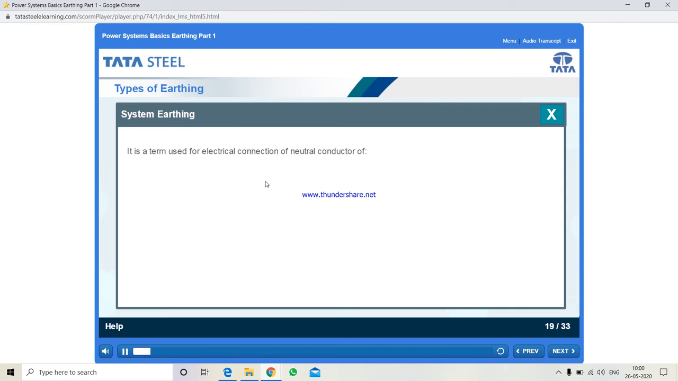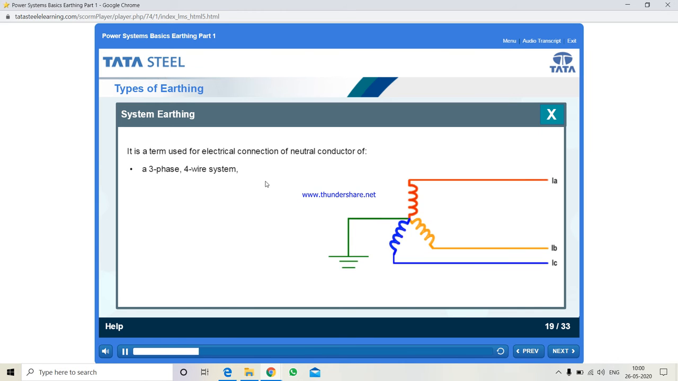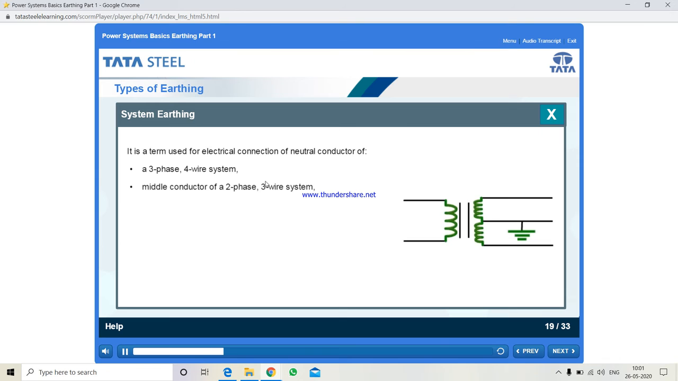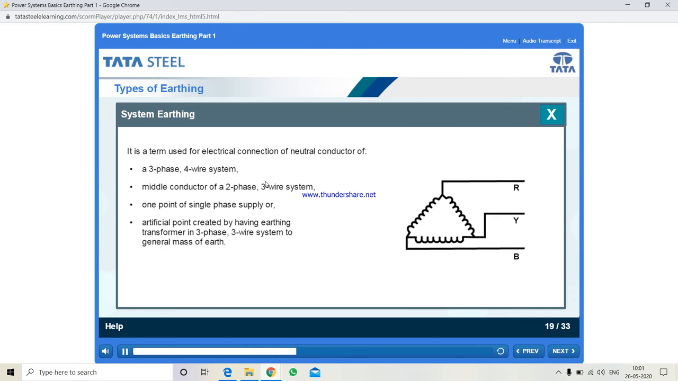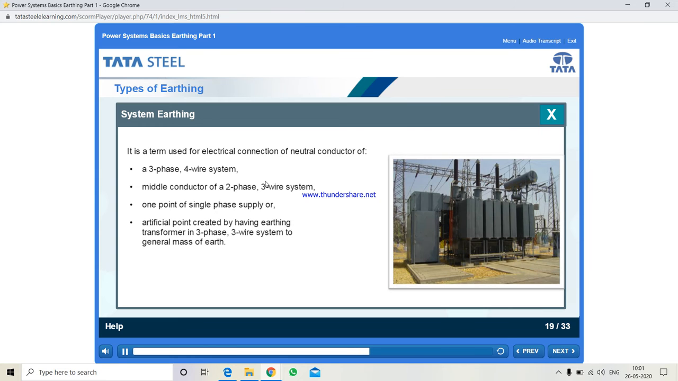System earthing. It is a term used for electrical connection of the neutral conductor of a three-phase 4-wire system, the middle conductor of a two-phase 3-wire system, one point of single-phase supply or an artificial point created by having an earthing transformer in a three-phase, three-wire system to the general mass of Earth. As you can see, this image shows a star-delta transformer wherein the neutral point is earthed. The highlighted area indicates the neutral point that has been earthed.